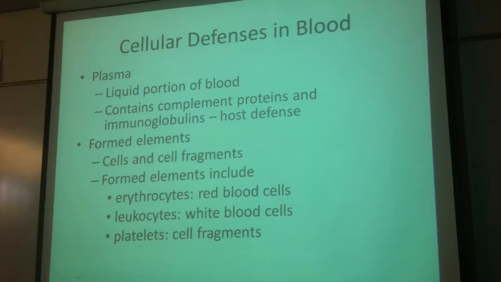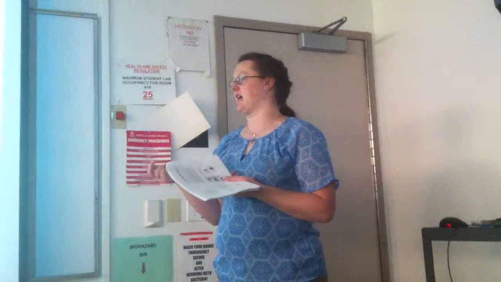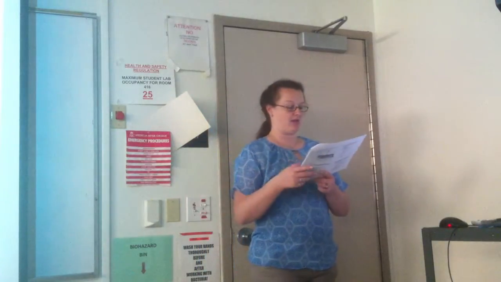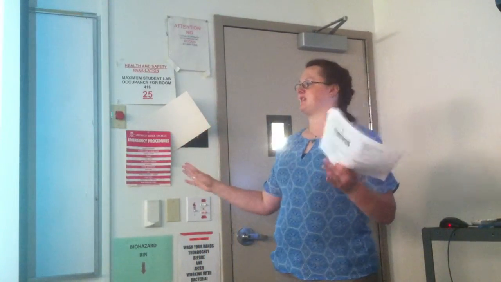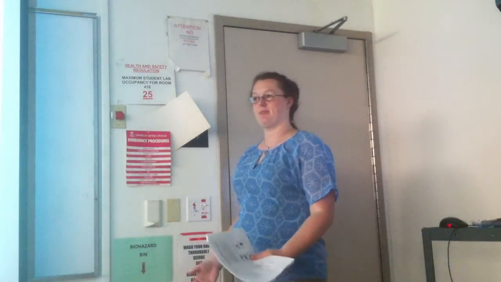Okay. So we have formed elements: cells and cell fragments. Erythrocytes, red blood cells; leukocytes, white blood cells; platelets, cell fragments. We'll talk about all of these a little more. The platelets are involved in blood clotting. So you get a cut, and you want those platelets to come and start clogging that so you don't bleed everywhere. Red blood cells carry iron, white blood cells are your immune system. And leukocytes is a very big general term.